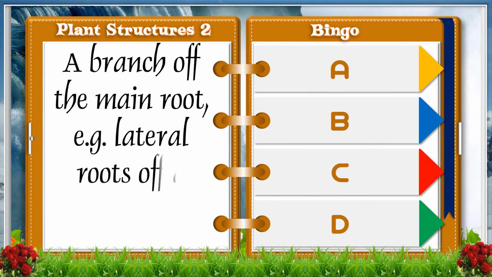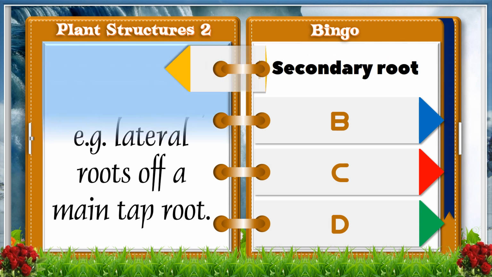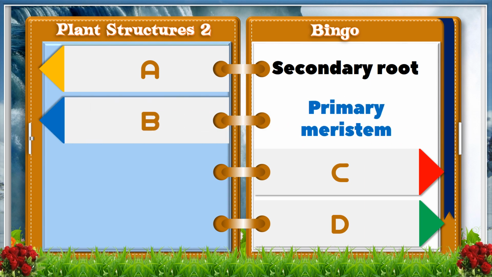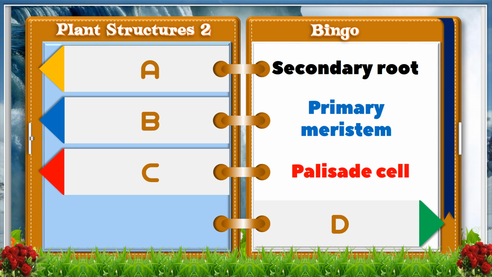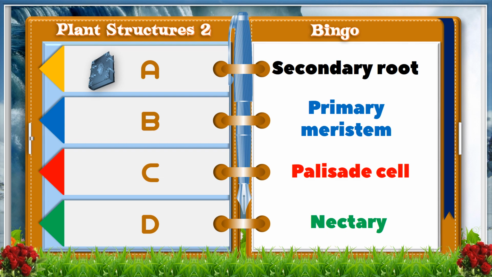A branch of the main root, e.g. lateral roots of the main taproot. A, secondary root. B, primary meristem. C, palisade cell. D, nectary. And the answer is A, secondary root.